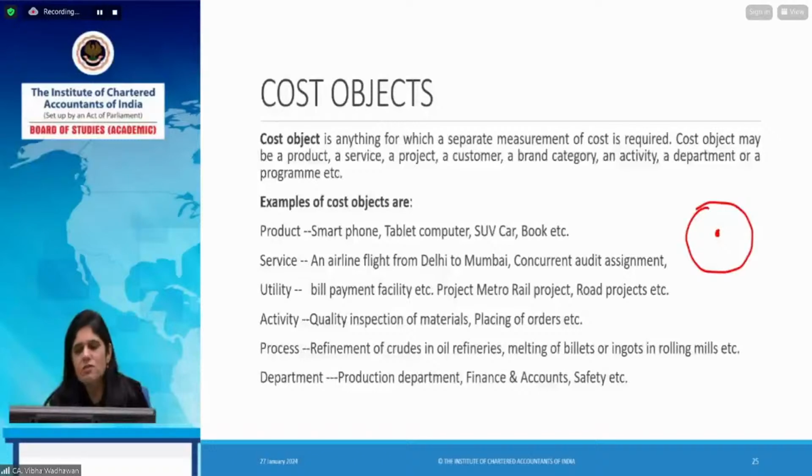What is the cost object? Accordingly, you will calculate the cost. Accordingly, you will make the classification of the cost. Accordingly, you will know whether fixed cost will be more or variable will be more, what type of cost it will require. So that is what it means. That cost object should be selected first. All right. Let's move on quickly.